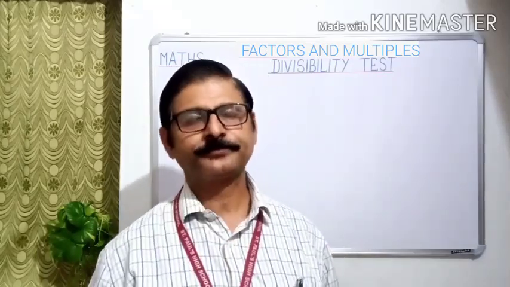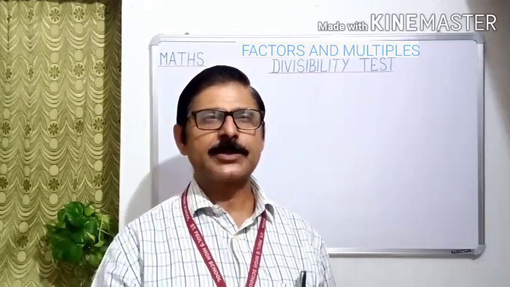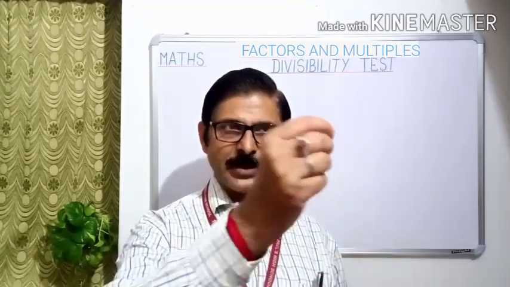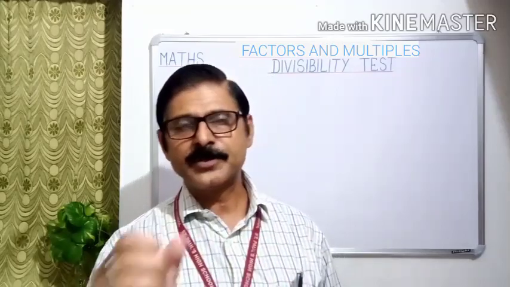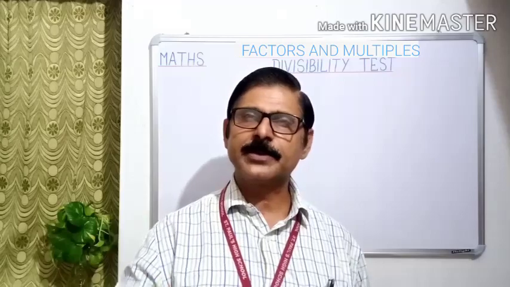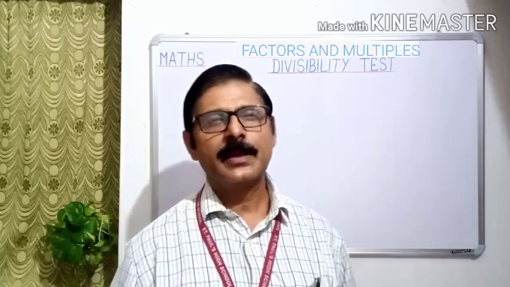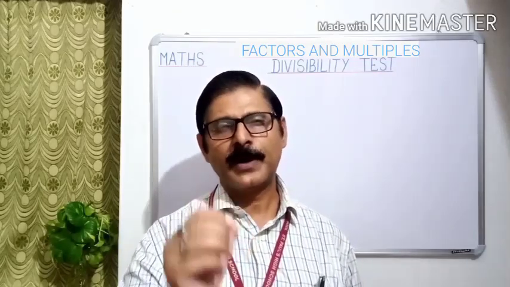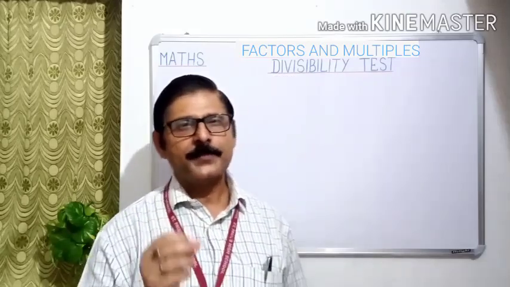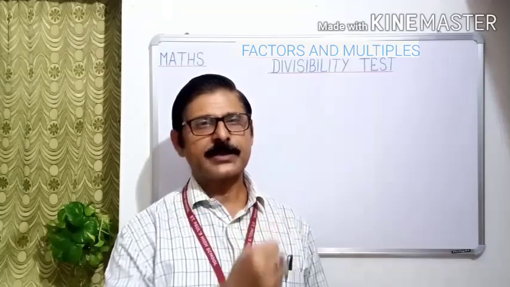For 4, we said a number is divisible by 4 if it has 0 at its ones place and tens place, meaning the 2 places from the right side have zeros in them, or the number formed there is divisible by 4. For 5, a number is divisible by 5 if it has 0 or 5 in its ones place. A number is divisible by 6 if it is divisible by 2 and 3 both. For 7, we had seen two things.